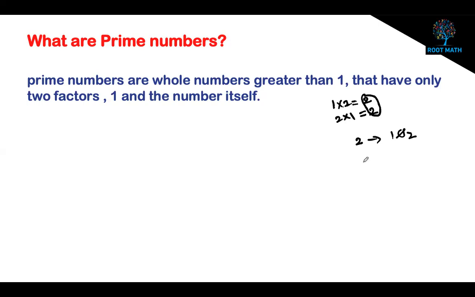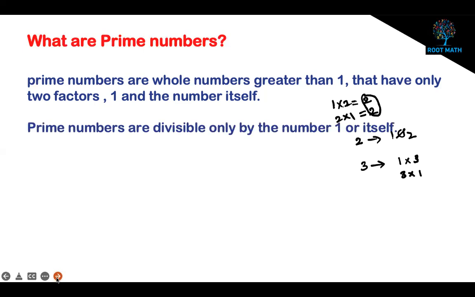So what can be my next prime number? 3. For 3 also, 1 time 3 is 3, or 3 times 1 is 3. So for 3 also, there are only 2 factors, 1 and the number itself. These types of numbers are known as prime numbers. The prime numbers are divisible only by the number 1 and by itself.